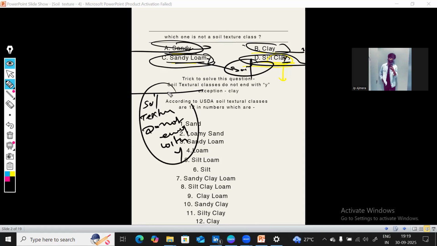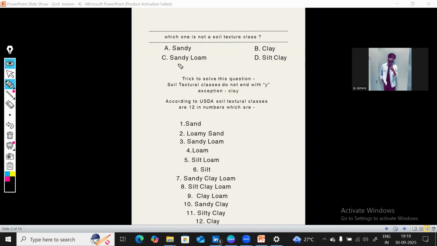There is no Y at the end, except in clay. In the case of clay there can be a Y at the end, but except for clay, there should not be a Y at the end. But there is sandy. There cannot be a Y at the end if it comes under the soil texture class. So this Y makes this option right for this question. This is not a soil texture class because it ends with a Y. In the case of clay, it can have a Y at the end because it is an exception.